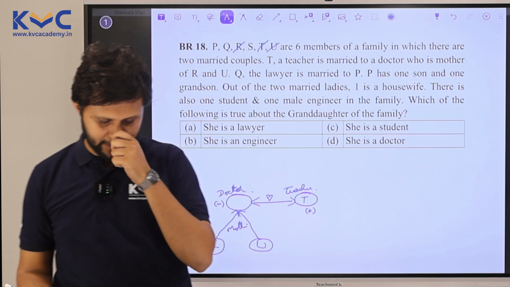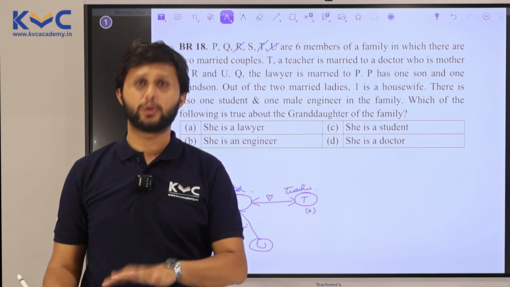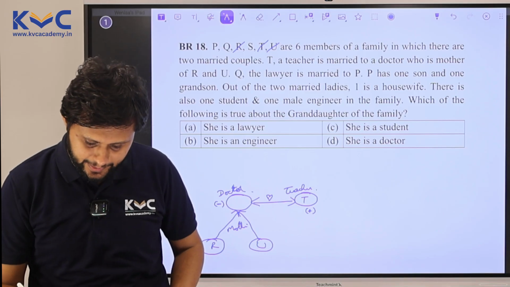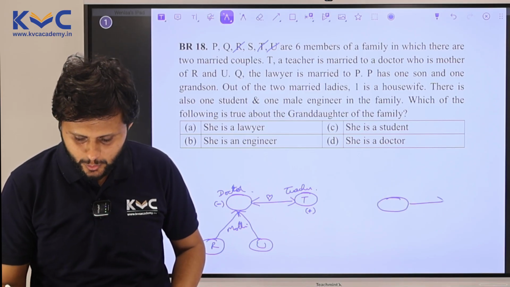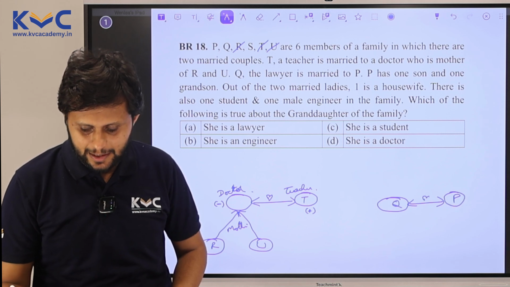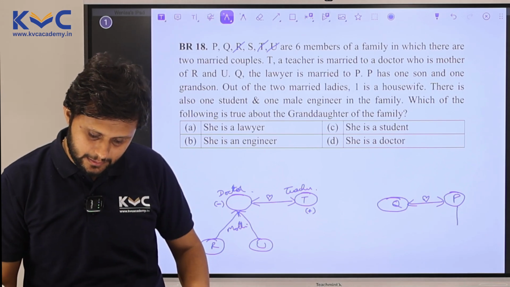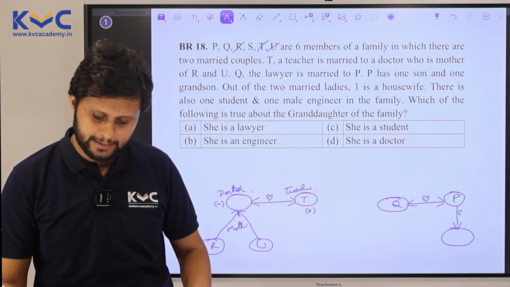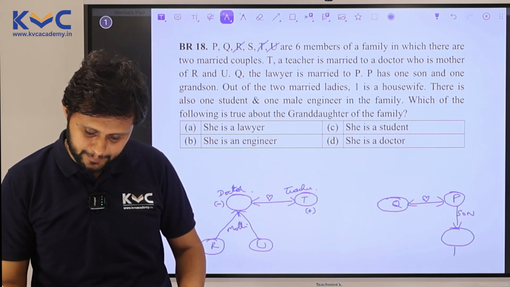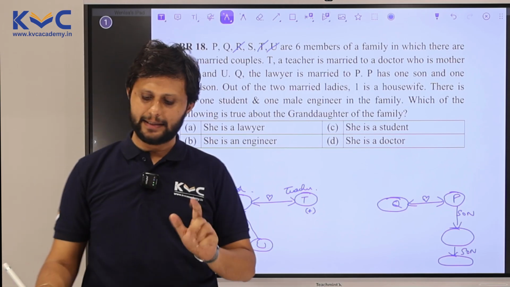What about others? The question says Q, the lawyer, is married to P. We don't have Q so far. We don't have P so far. So I'll keep them separate at least for the time being. We have Q married to P, 2 ways arrow with a small heart sign. Fine. P has 1 son. Okay. Son is there. Do we know his name? No. And 1 grandson. One more son of son, which is grandson.